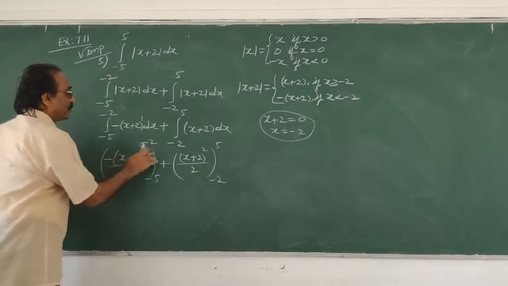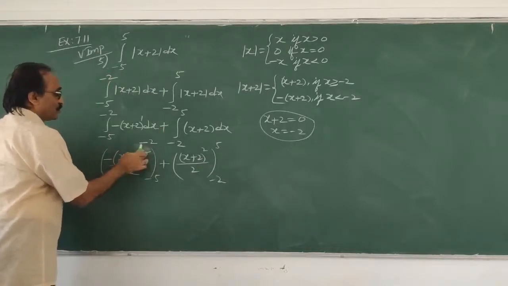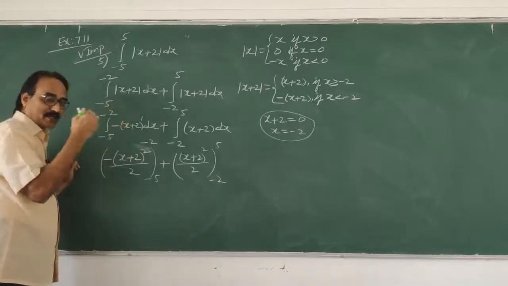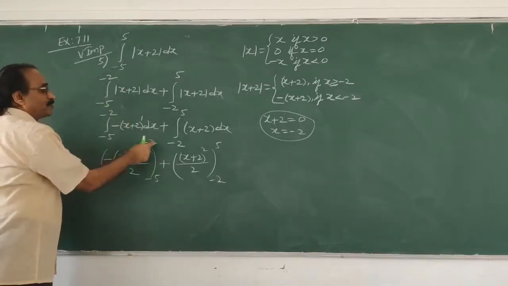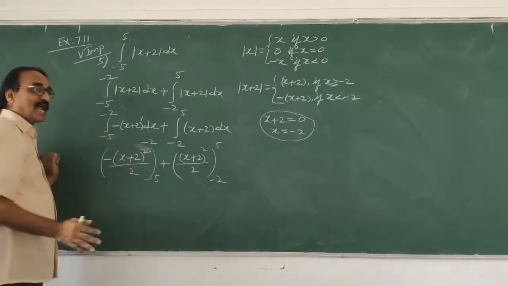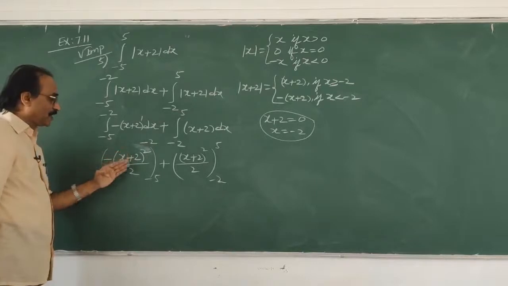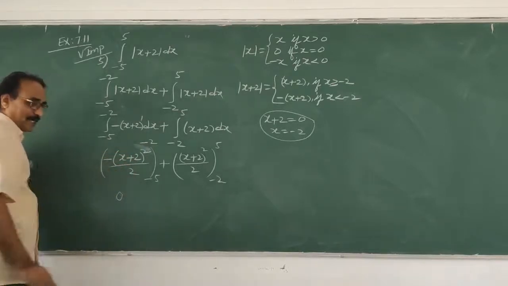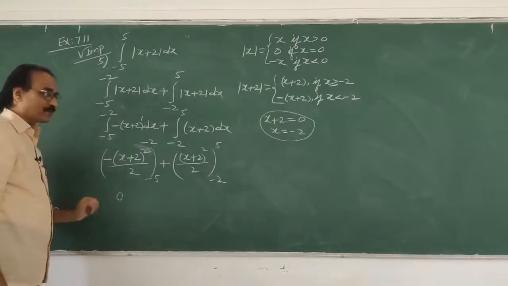Here this is square. In confusion, don't put this 2 here. This upper limit is minus 2. Upper limit is minus 2 means wherever x is there, you substitute minus 2. Minus 2 plus 2, every happiest value, 0. 0 by anything is 0. 0 is neither negative nor positive. Put 0. My dear students, I think you understood.